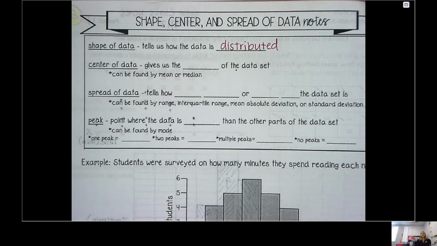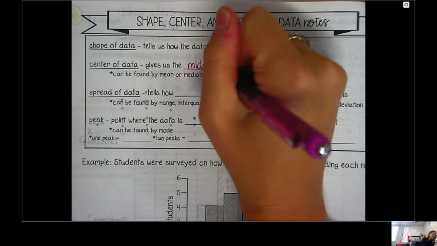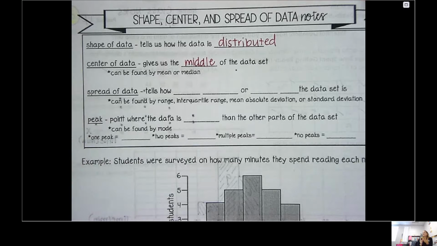The center of my data is exactly what it sounds like. The center is going to be located at the middle of my data set. So depending on what my data looks like, I can either use the mean or the median to find the center of my data, right? That average point.